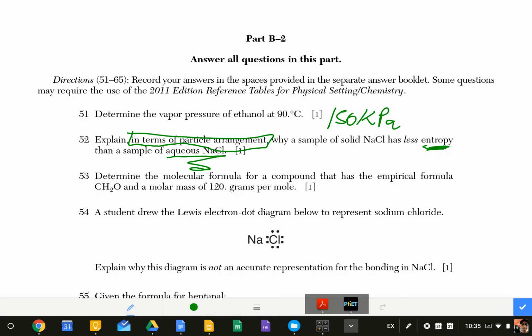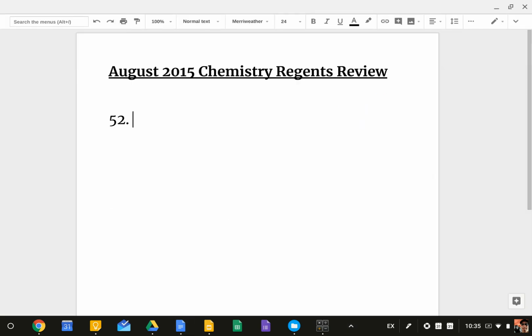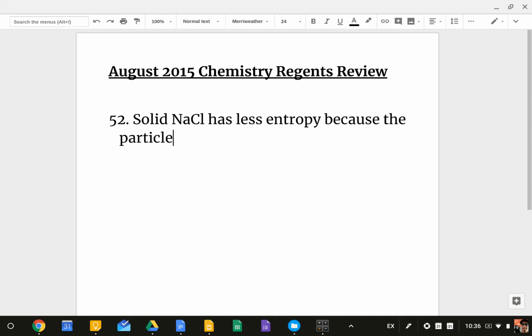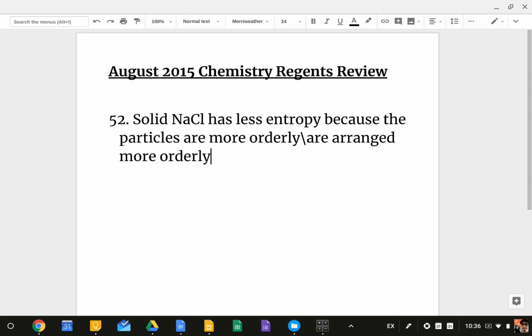So this is question 52. To save you some sore eyes with my horrible handwriting, I'll type it up here. So solid table salt has less entropy because the particles are more orderly, or you could say arranged more orderly, anything like that. So are arranged more orderly than NaCl aqueous, which you can also, instead of saying aqueous, say more orderly than NaCl dissolved in water, etc., anything like that. Okay? I hope that makes sense. Let's try the next one.